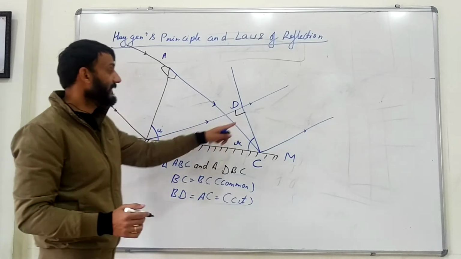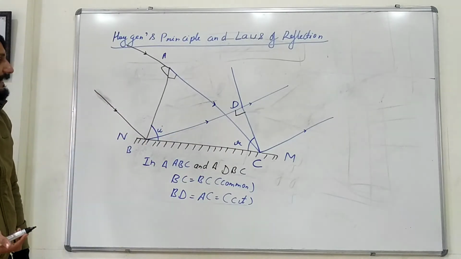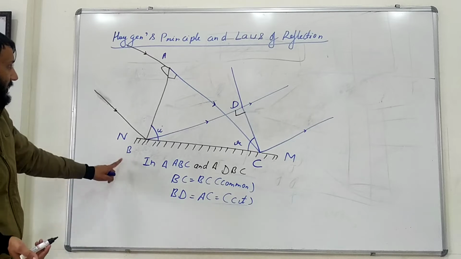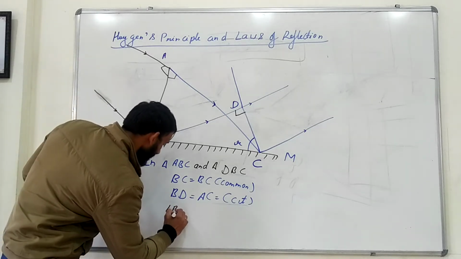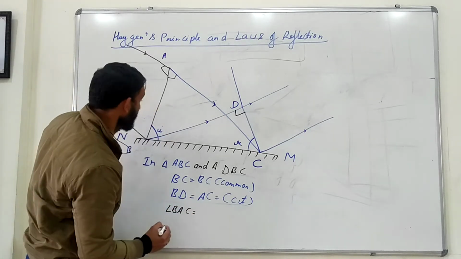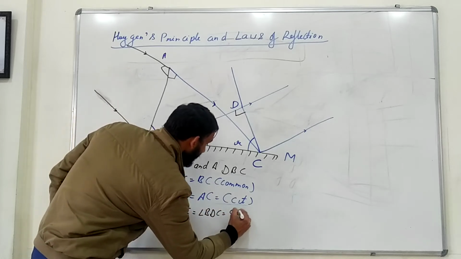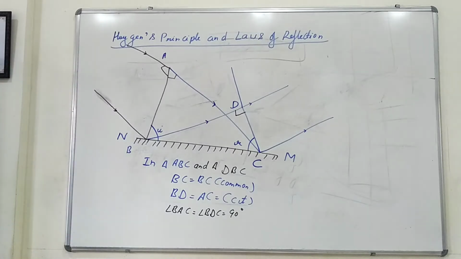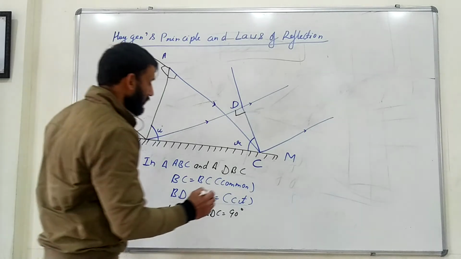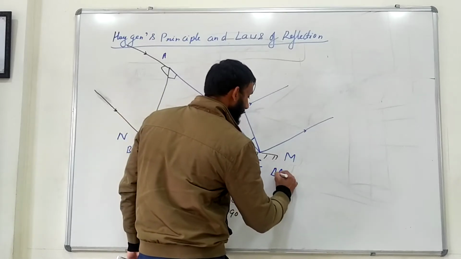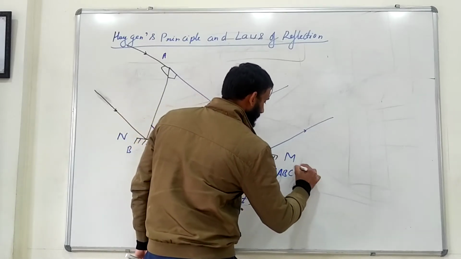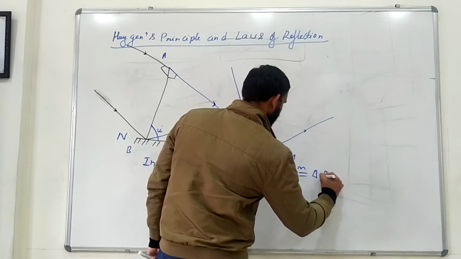Why would this angle be 90? Again, for the same reason: the light ray is perpendicular to the wavefront. So angle BAC will be equal to angle BDC, which equals 90. Right? Now if you look at these two triangles, you can find that they are congruent. So triangle ABC is congruent to triangle DBC.